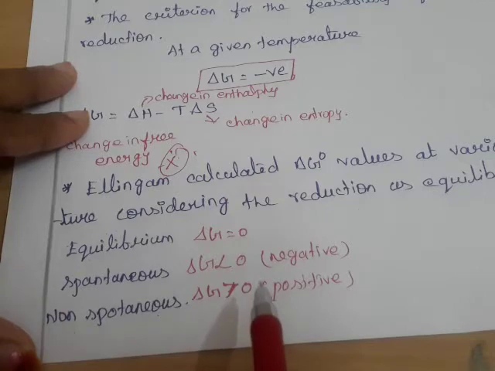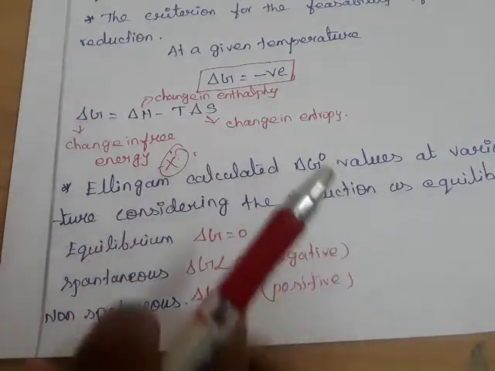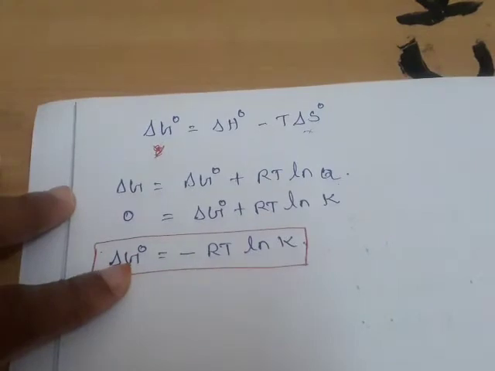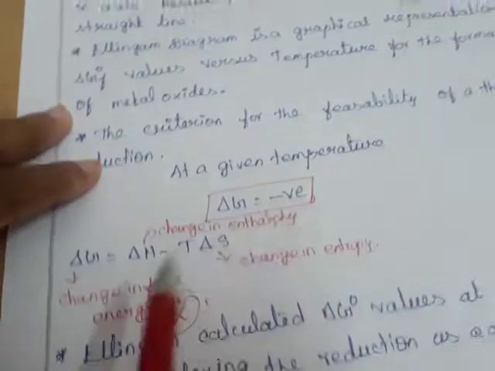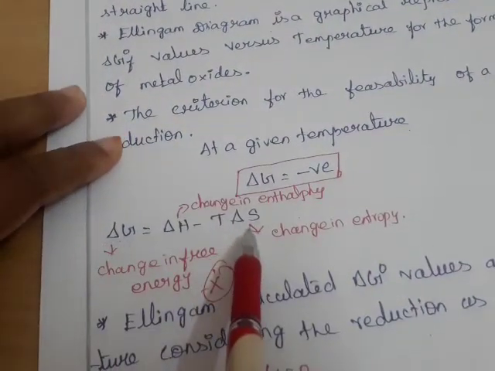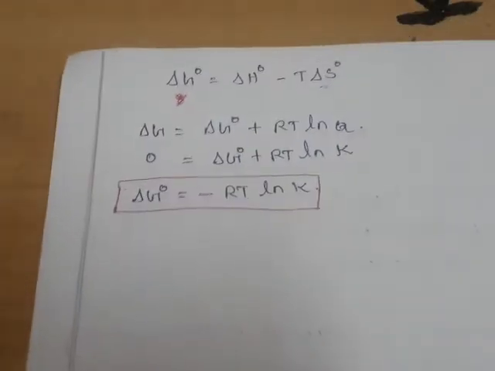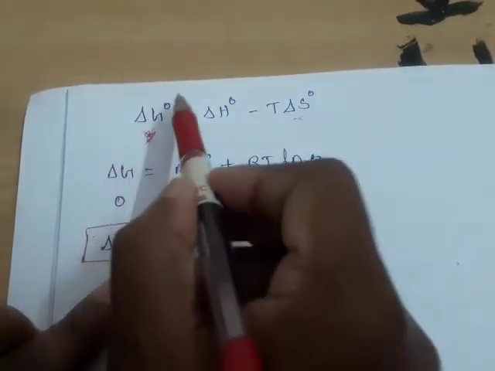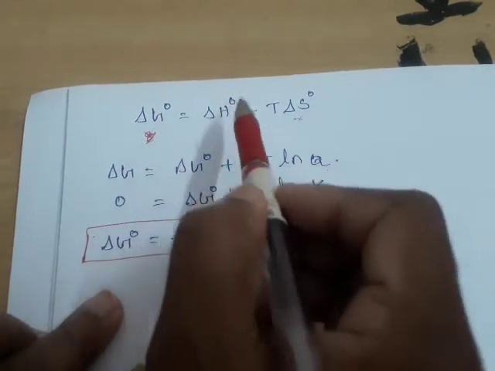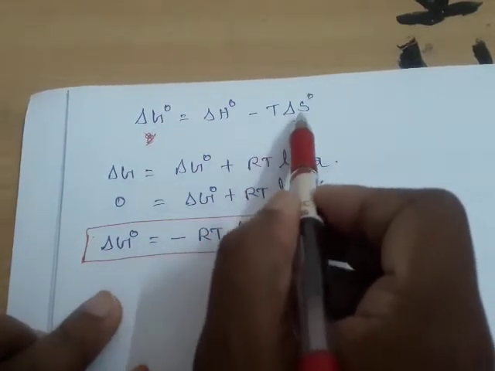Already you know the concept. Okay, now we are going to take del G naught. We are going to take del G in the equation. We are going to take the standard Gibbs free energy values. Standard means you are going to add the del G naught. But del G naught is equal to del H naught minus T del S naught.